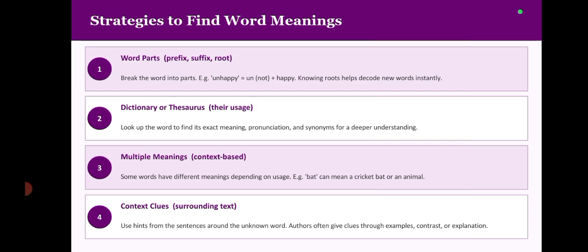The example here is given as unhappy. So "un" itself stands for nothing, but when it comes before a word, it can make the word into its opposite, the antonym of the word. Knowing the root word helps decode new words instantly. These are the hints that you can use to make yourself clear about the meaning of the words.